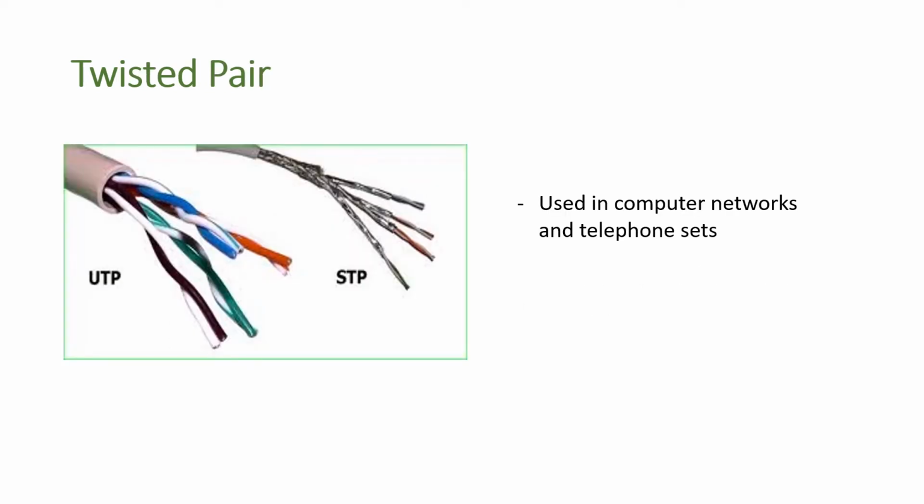The next is a twisted pair used in computer networks and telephone sets. It has two types, the UTP and the STP, where the UTP is unshielded twisted pair and STP is shielded twisted pair, with the shield serving as the ground.